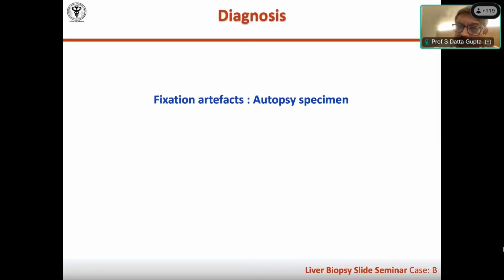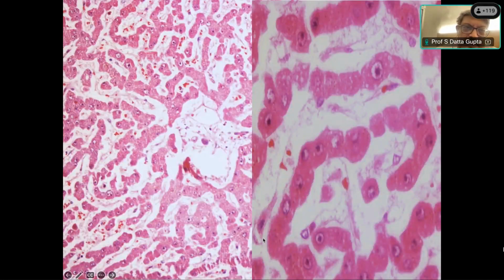these are all fixation artifacts because this is an autopsy specimen. You see everything, all the cells are separated. You see this? The reason why I put this cell with this is to show you that in this unfixed specimen, sometimes you get widening of the space of Disse. Right? See, this is the sinusoid. It has all separated out from the hepatocytes. You see, this is the RBC inside. This is the endothelial cell. This is the space of Disse. Right? Just to show you that.